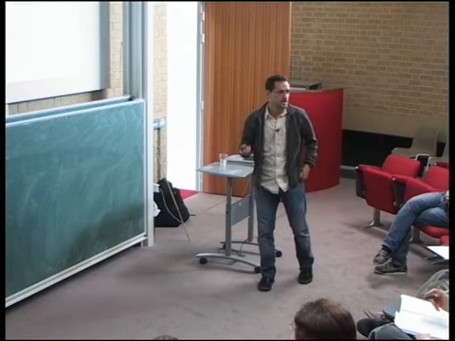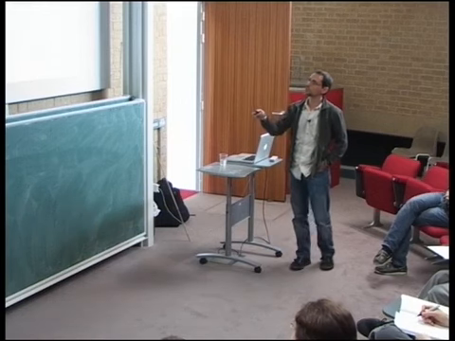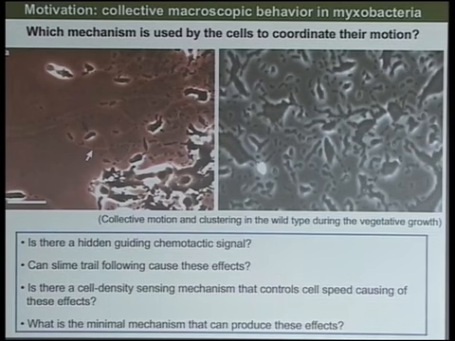If that's the case, it is difficult to explain why they form these clusters. These clusters are polarized, with cells that move in a given direction. So the question was how they can do that, how they can also form vortices and other kinds of patterns that I'm going to show you later. In order to understand that, people came up with different hypotheses, that perhaps there is a hidden guiding chemotactic signal, perhaps the slime trail that they secrete, and so on.